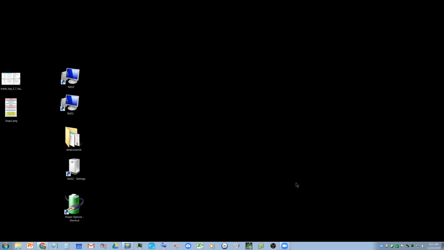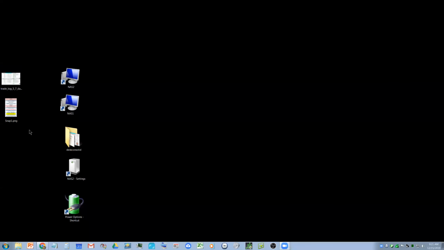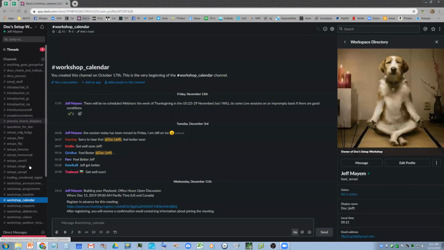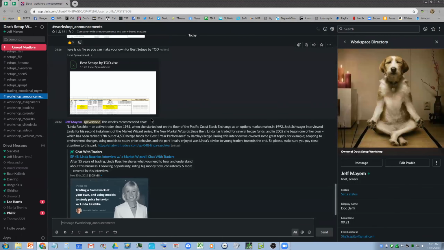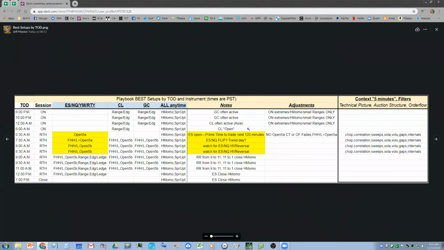Okay, so that was point number 2. Point number 3, as I mentioned, this form that's up there, we're going to talk a little bit about that. I threw this up in announcements, best setups by time of day, both in Excel worksheet format so you can modify it yourselves, and also an image of it. So this is the thing we're going to spend most of this session talking about.